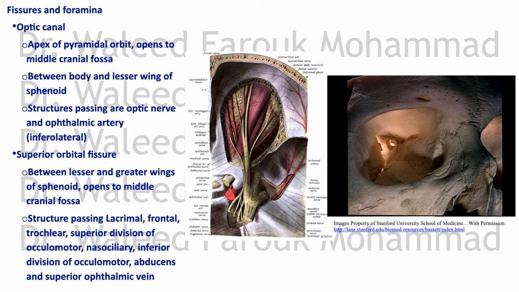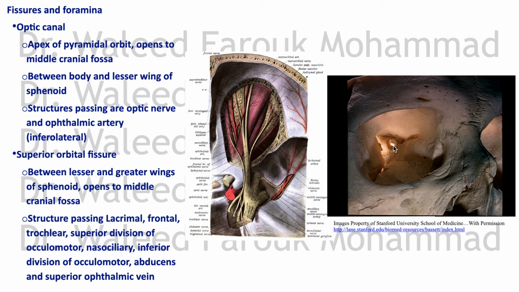Now, if you take a look at the orbit, let's talk about the gateways, or the foramina and fissures in the orbit. The optic canal is in the apex, and we said the orbit is like a pyramid thrown on its back. The apex is posteromedial. So the optic canal is posteromedial in the orbit and formed by the body and lesser wing of the sphenoid bone.